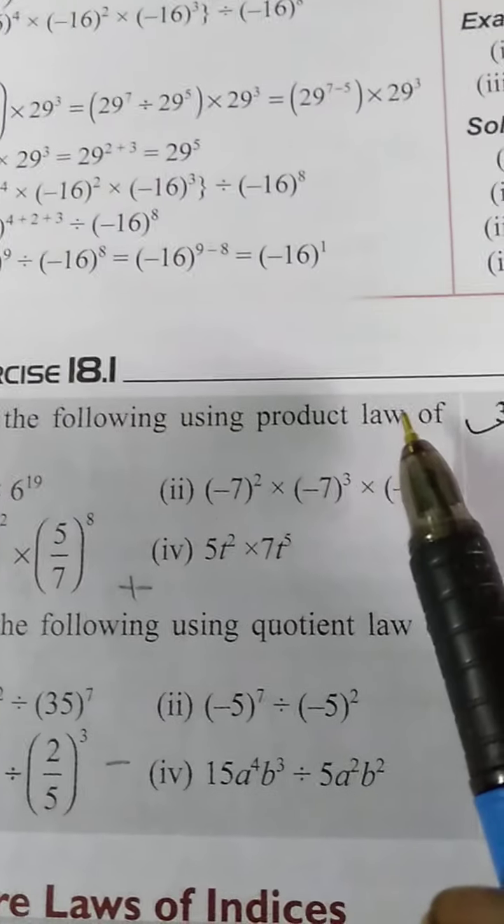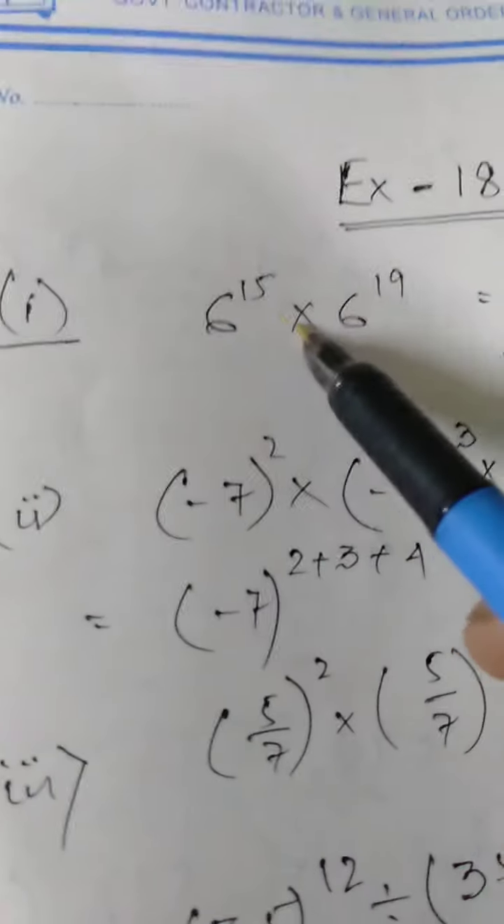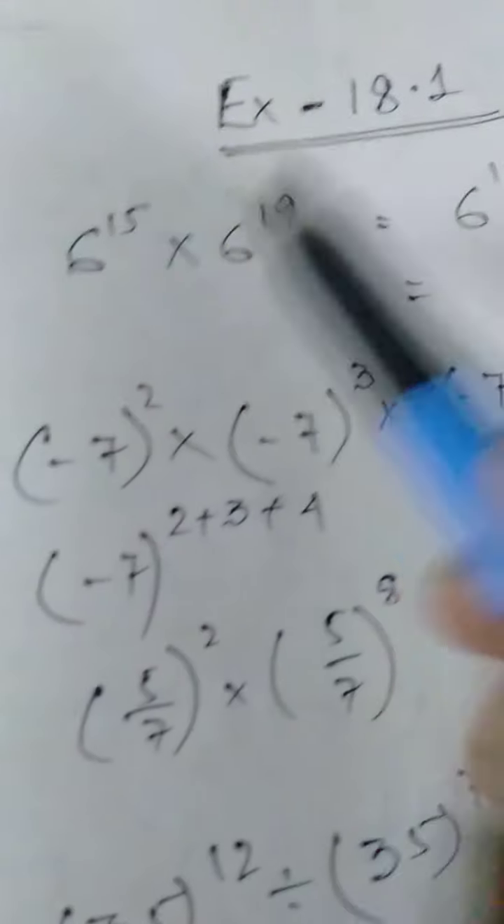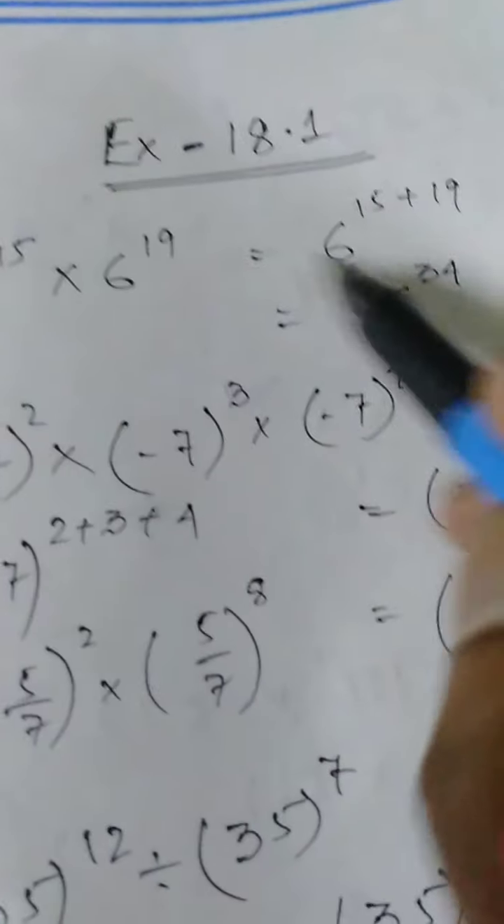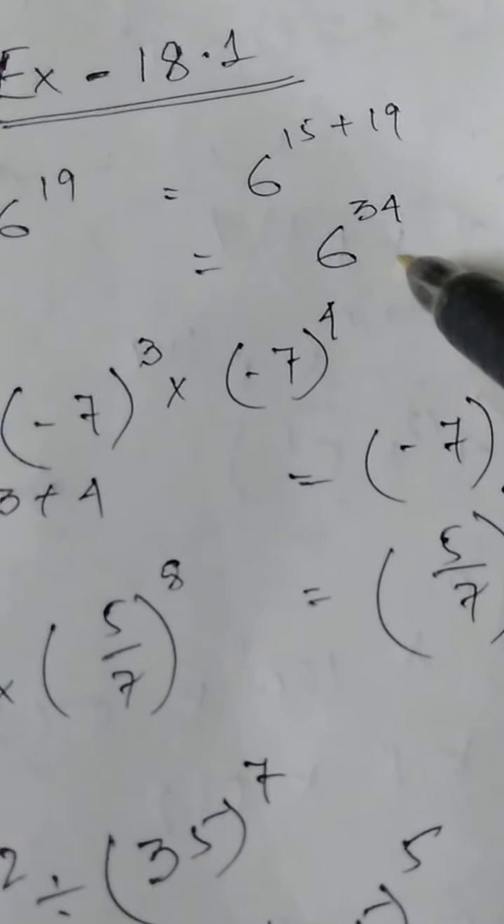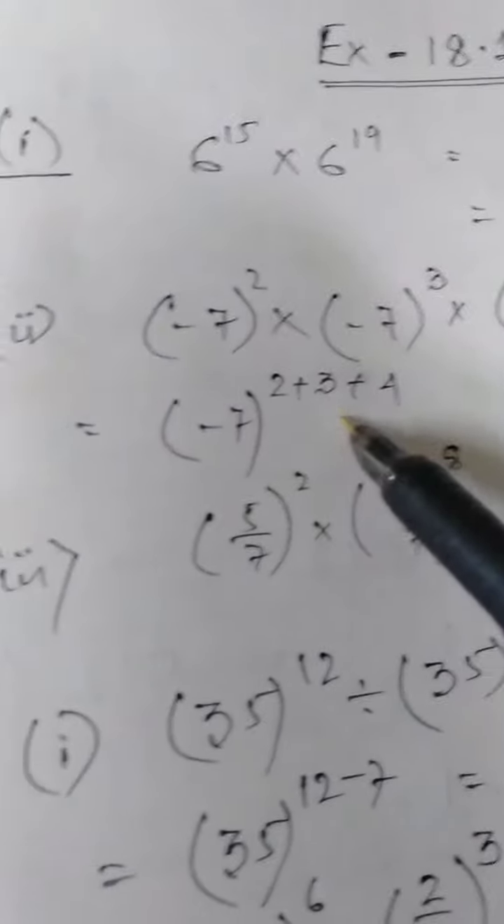Let's start. First question: simplify the following using the law of indices. See, the first question is 6 to the power 15 into 6 to the power 19. Both the bases are the same. So what will you get? 6 to the power, it is multiplication, so the powers will be added, and you will get the answer 6 to the power 34.